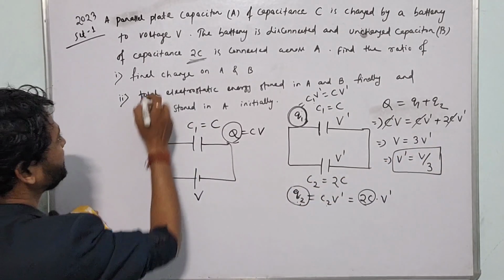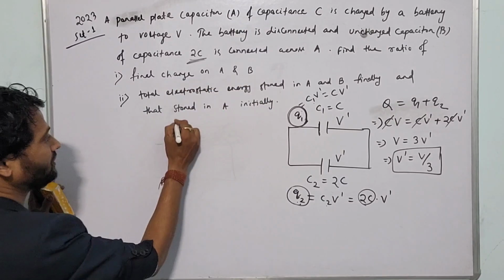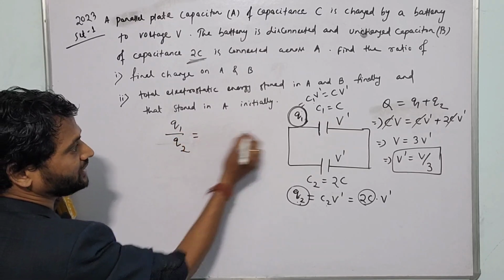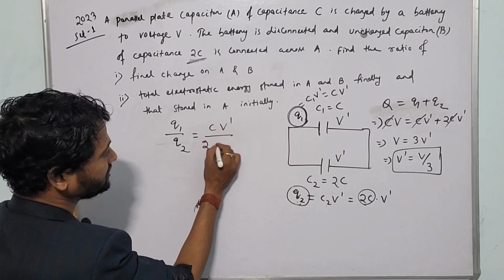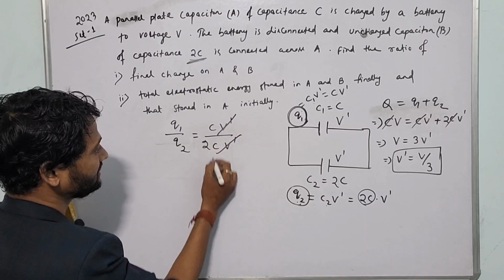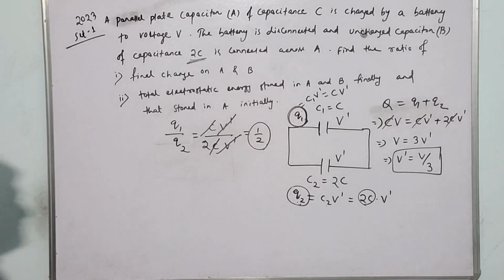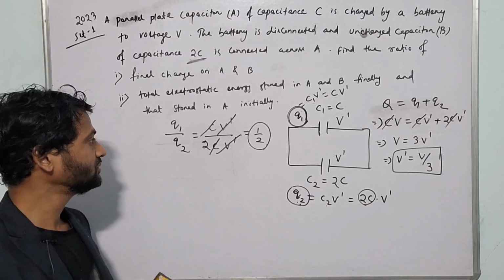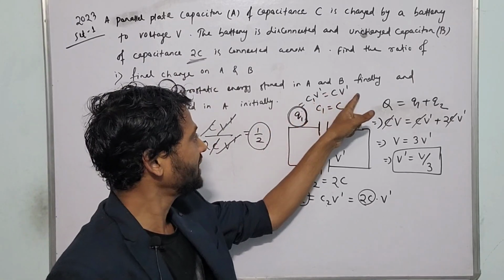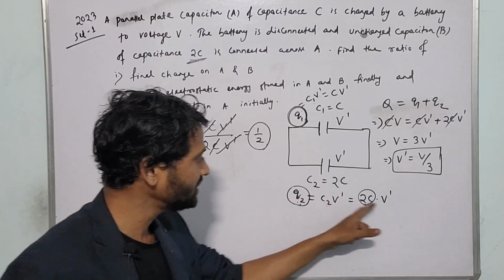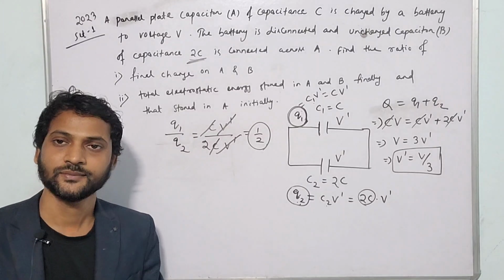Is it clear? No doubt. Now the point is we have to find out the ratio between the charge on A and B. So now tell me what is Q1 by Q2? Q1 कितना है? C into V dash. Q2 कितना है? 2C into V dash. So V dash will be cancelled. C will be cancelled. So Q1 by Q2 is equal to 1 by 2. Is it clear? No doubt. I think it is clear.